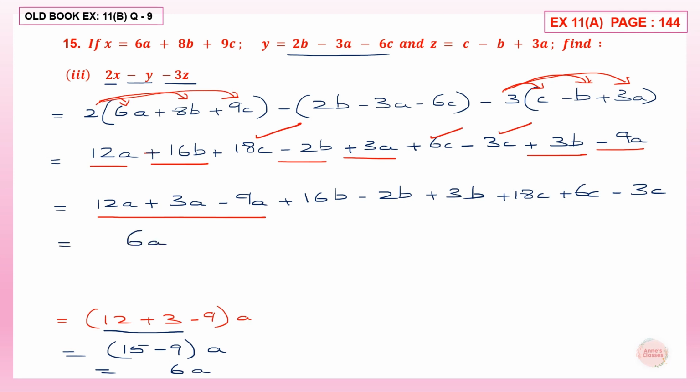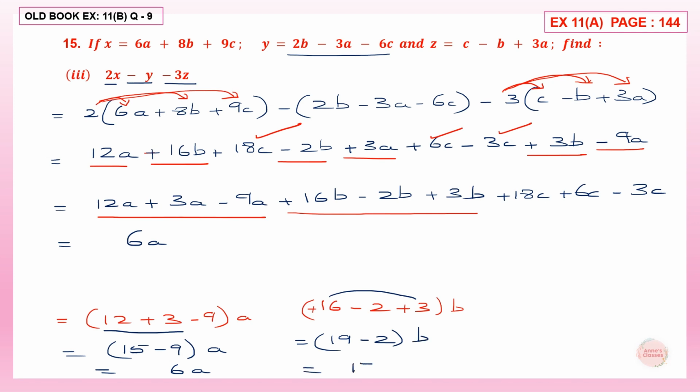Now let's take again only the numbers, 16 minus 2 plus 3b. Add up the numbers which have the plus sign. So you have to add up 16 plus 3. 16 plus 3 is 19. 19 minus 2b. So that will be plus 17b.